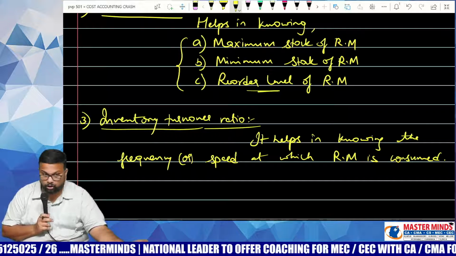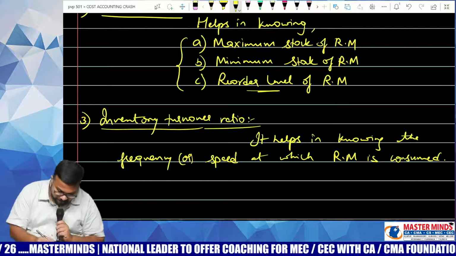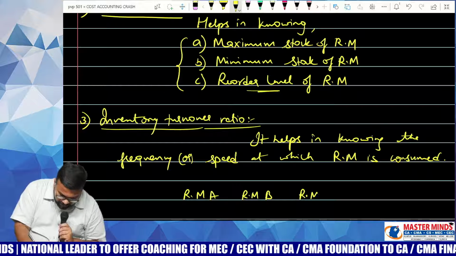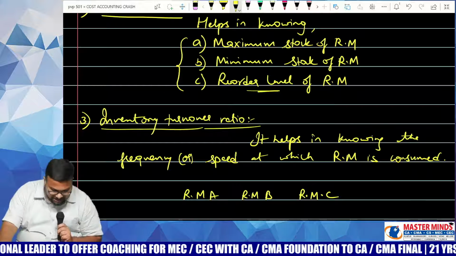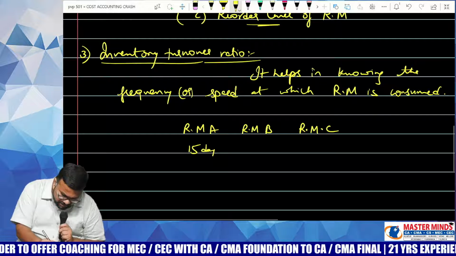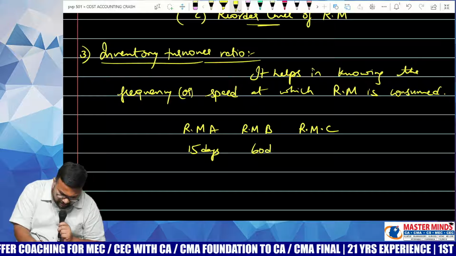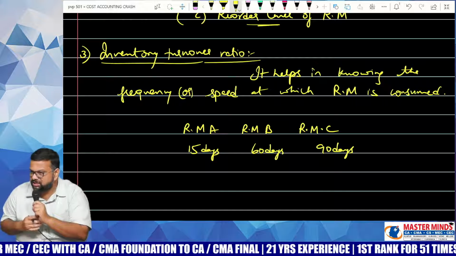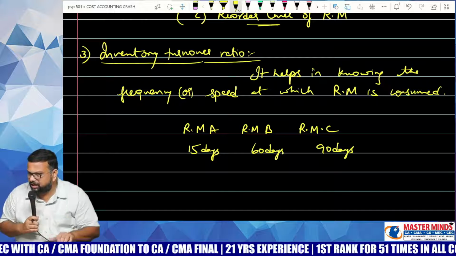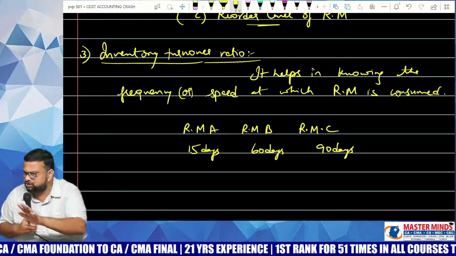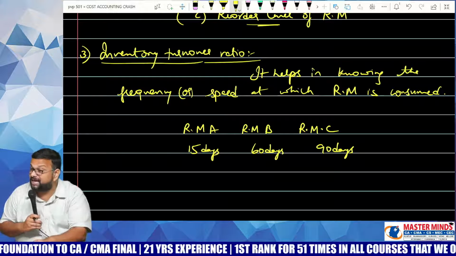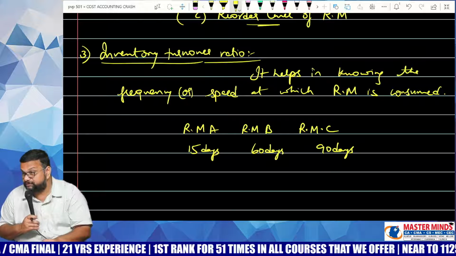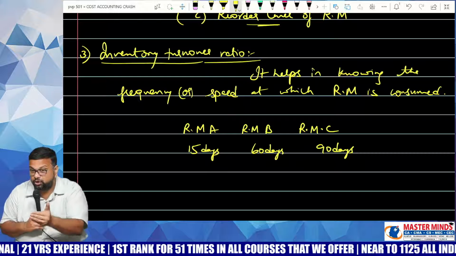I hope you got my point. Raw material A, raw material B, raw material C. Consumption is once in 15 days, once in 60 days and once in 90 days. That means from the time the raw material is purchased, for every 15 days you will consume raw material A. For raw material B, every 60 days you will consume it, and for raw material C, every 90 days. Out of these three types of raw material, which one is fast moving, which one is slow moving? Which one is quickly consumed, which one is slowly consumed?